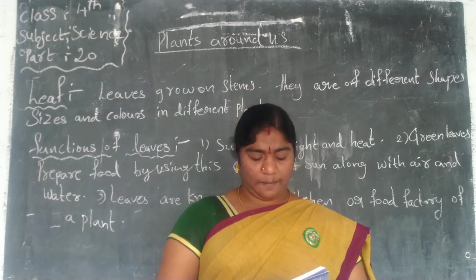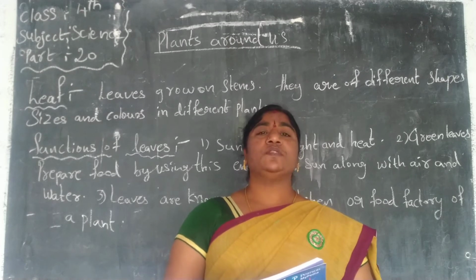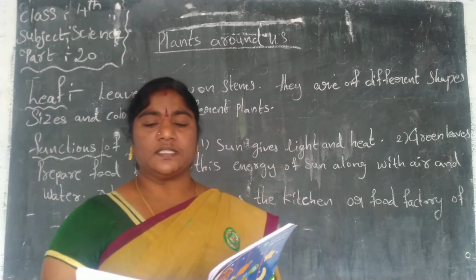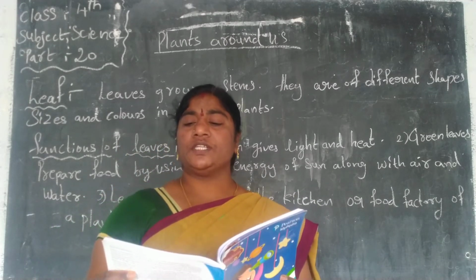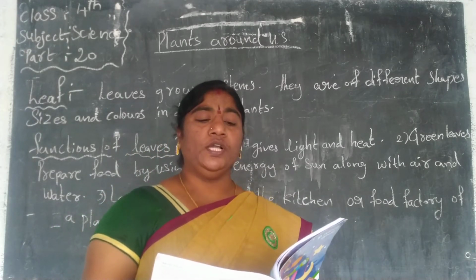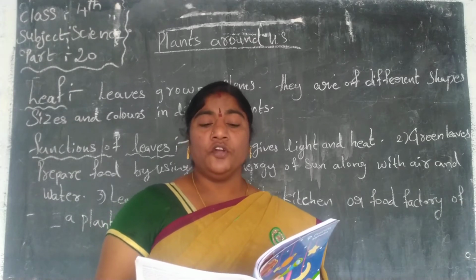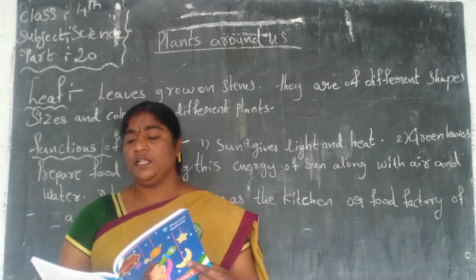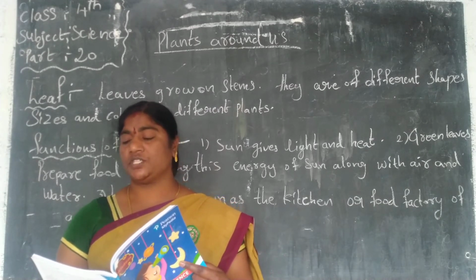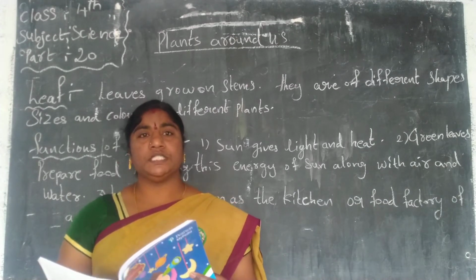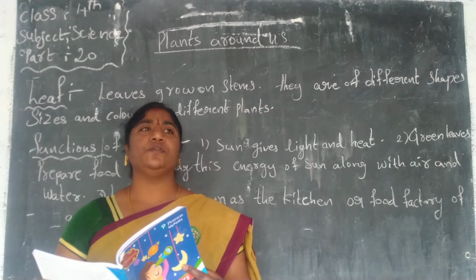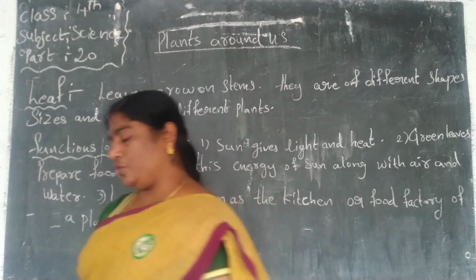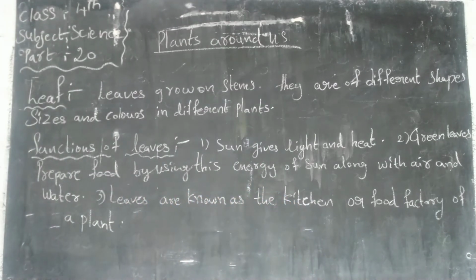Yes, leaves help the plants to breathe. And leaves of certain plants such as cabbage, spinach and coriander store food, and we eat these as vegetables. Yes, what are the leafy vegetables? Cabbage, spinach, coriander, mint, curry leaves. We take them as vegetables. Yes or no? I will show you some different kinds of leaves.